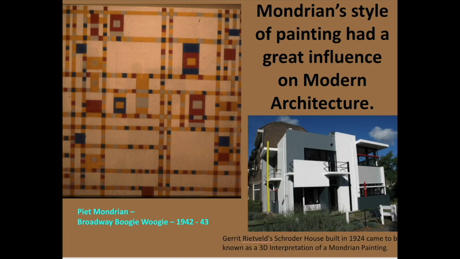The house was designed after the architect viewed Mondrian's Broadway Boogie Woogie, which is a representation or topographical view of the streets and buildings in New York City.